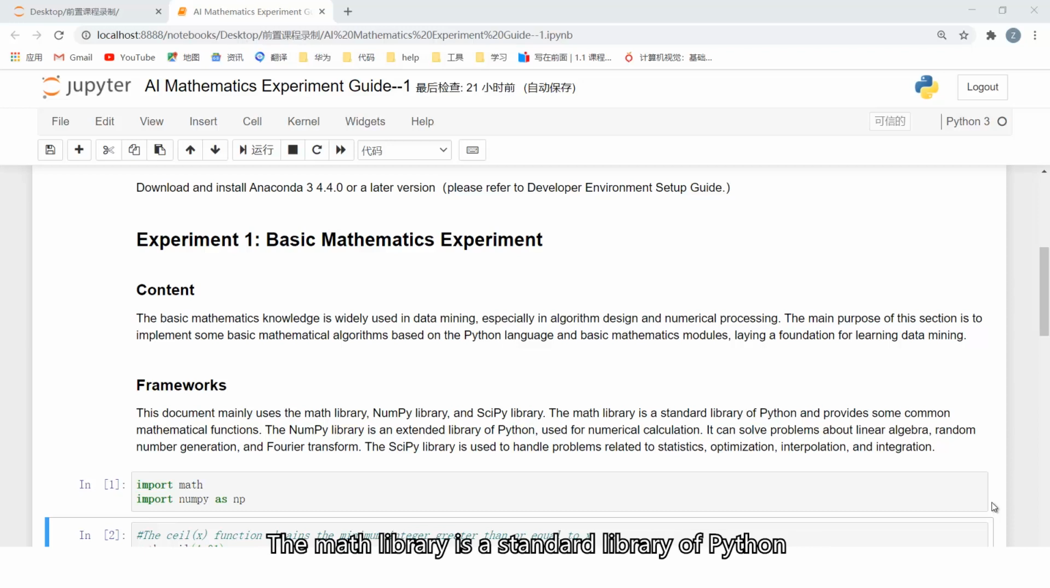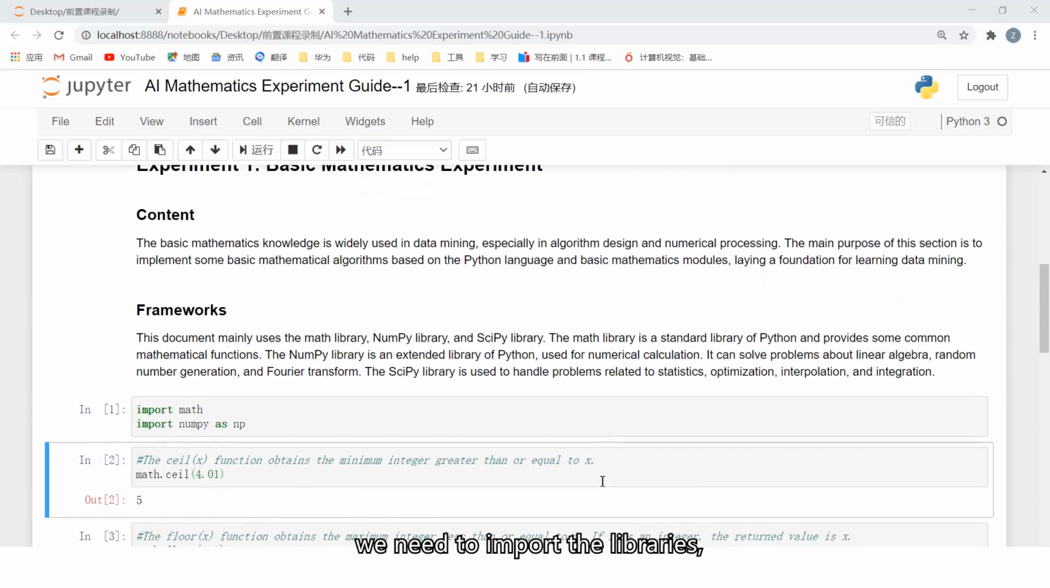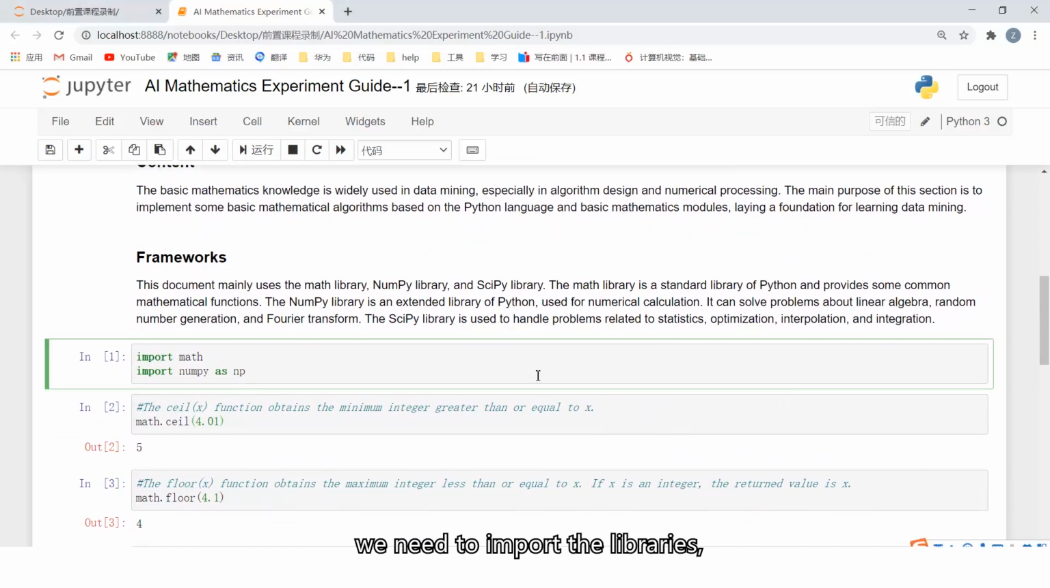The math library is a standard library of Python and provides some common mathematical functions. The NumPy library is an extension of Python used for numerical calculation. It can solve problems about linear algebra and random number generation. The SciPy library is used to handle problems related to statistics, optimization, interpolation, and integration. To begin with, we need to import the libraries, math and NumPy.